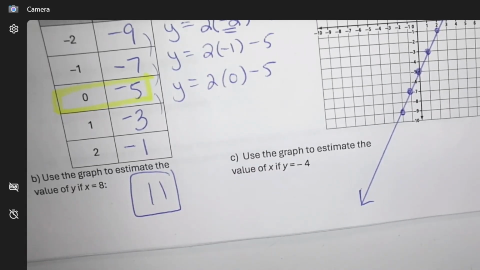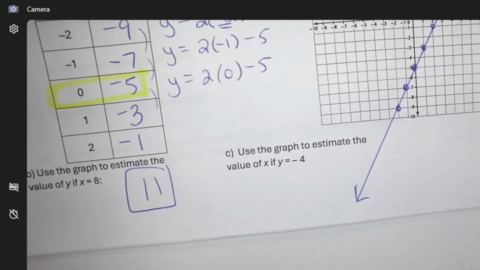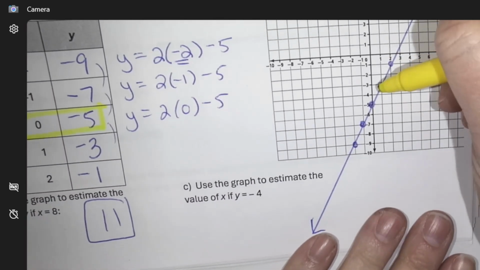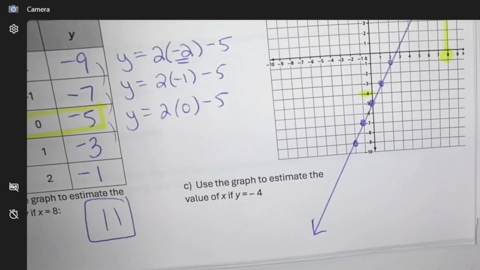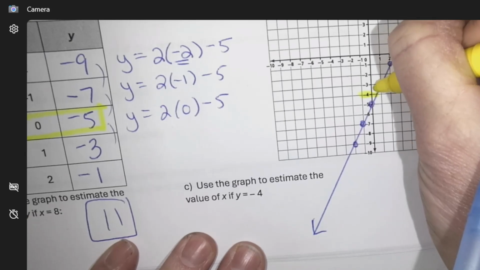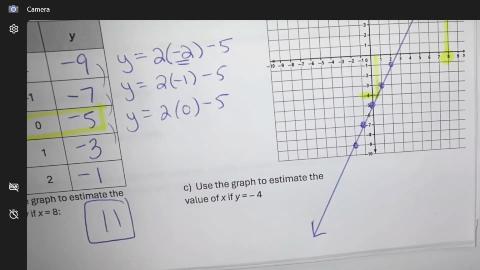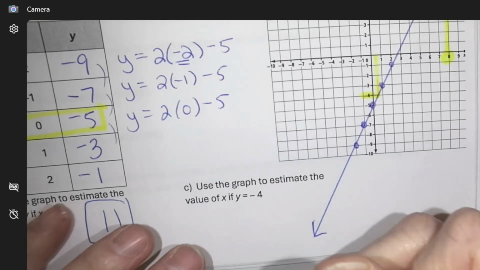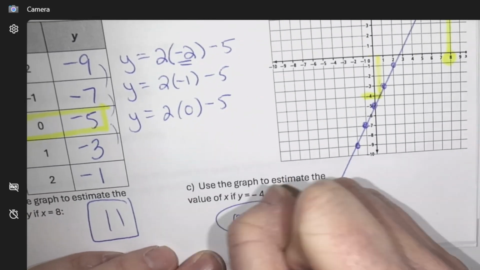Okay, use the graph to estimate the value of x. If y equals -4, so there's my -4, I'm going to head over. Once I hit it, I'm heading up. So we're going to estimate, and I would say it's a decimal. I'm somewhere between 0 and 1. So you might estimate that.